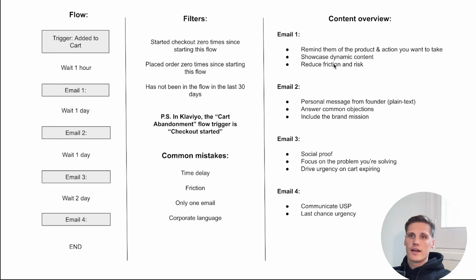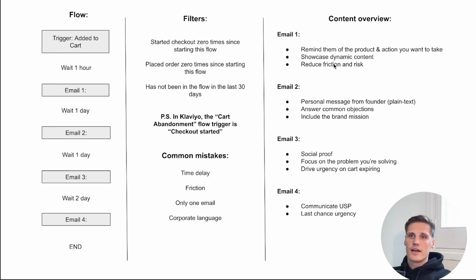So basically you just remind them that they checked out your products, but they didn't buy yet. And then just the action that you wanted to take, you want to direct them back to their cart. You're going to be showcasing the dynamic product that they left behind and reducing any friction and risk. So for example, if you have like a money back guarantee, you can also mention it already in the first email. The main thing here is you don't want to be using any discount codes, at least in the first 3 emails, I would say. You want them to make that purchase without giving away your profit margins.